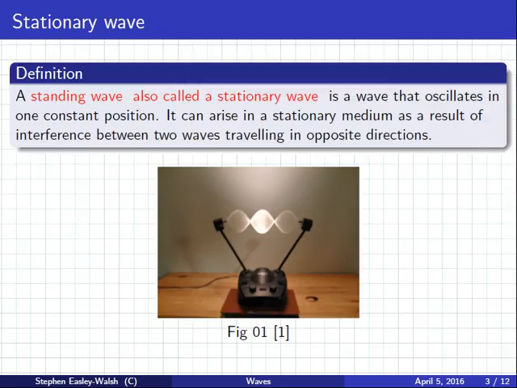What does it mean it can arise in a stationary medium? The string here, this string medium is kind of stuck between the two ends of the machine. It's stationary in the sense that it's not moving through the air, not really propagating anywhere.